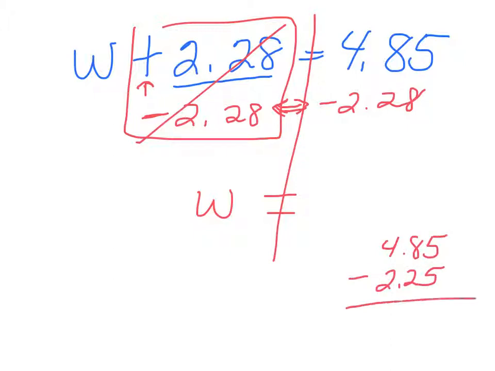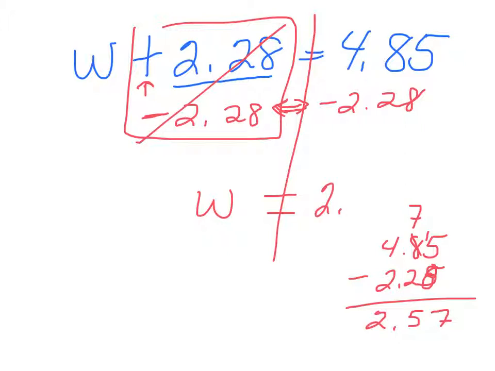Similar to adding, you line up the decimal points. Let me change that to an 8. So we have to borrow in this instance. We borrow just like normal subtraction. 15 take away 8 gives me 7. 7 take away 2 gives me 5. Let's see, 4 take away 2 is 2.